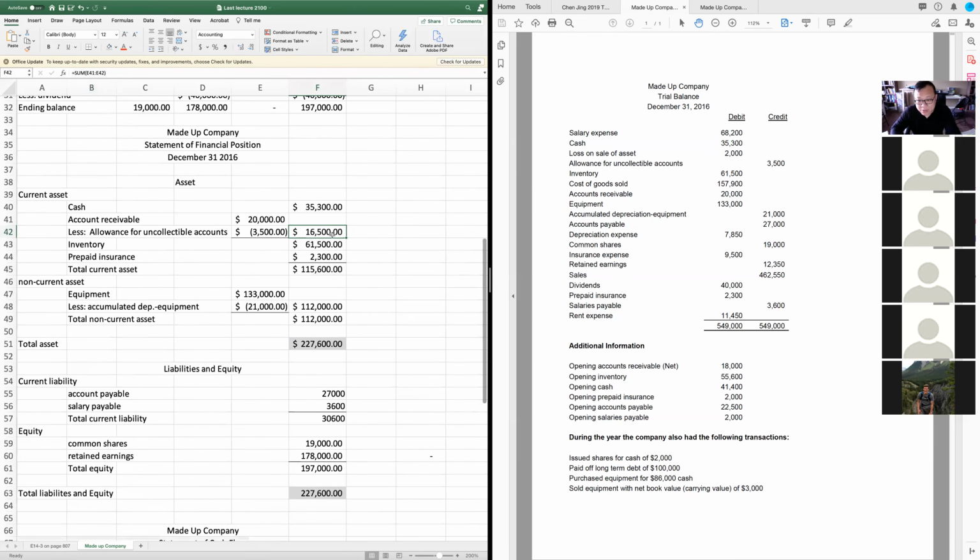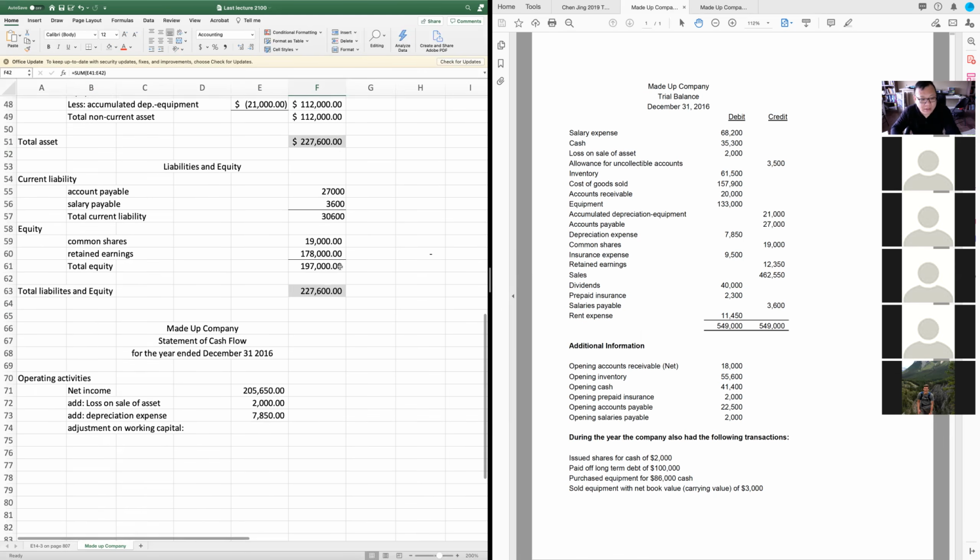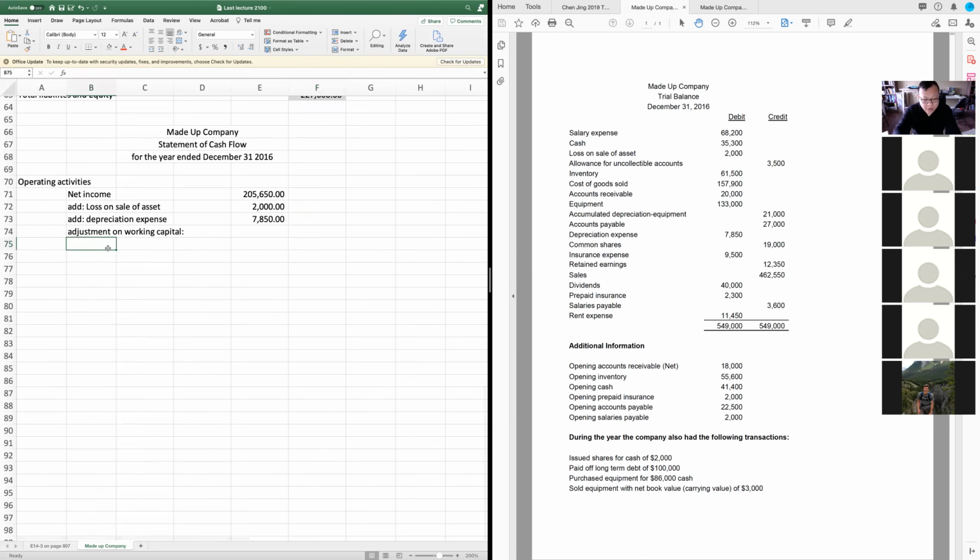That's the ending balance. What's the opening? The opening is 18,000. Can you follow my cursor? Are you able to see my cursor? Yeah. Yes. You see this 18,000? Yeah. That's my opening AR net, right? So that's a decrease from 18,000 to 16,500. That's a decrease of 1,500. Okay, so you have a decrease in AR by 1,500.